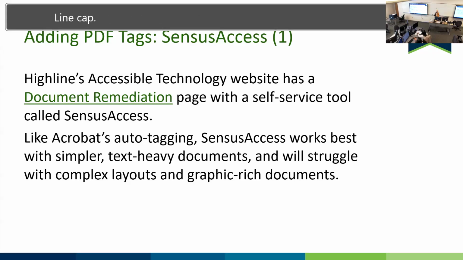Like Acrobat's auto tagging, Census Access works best with simpler text, primarily text documents, and will struggle with complex layouts and graphic-rich documents. So I've had people try and throw flowcharts, organizational charts at it. I've seen people try to throw PowerPoint presentations at it, or even newsletters created in Canva. And it does a very valiant job that is absolutely horrible once it's done. But with text documents, like the basic documents that I've been using as my sample, we can do a fairly decent job with those.